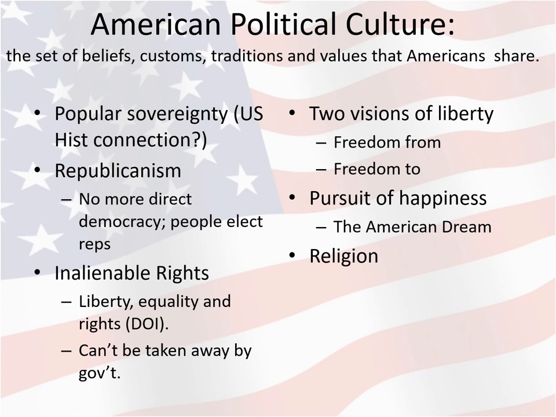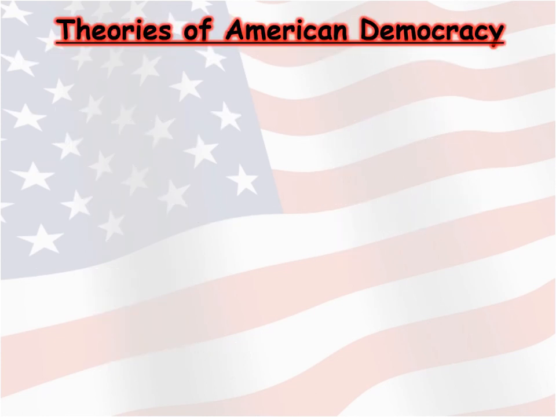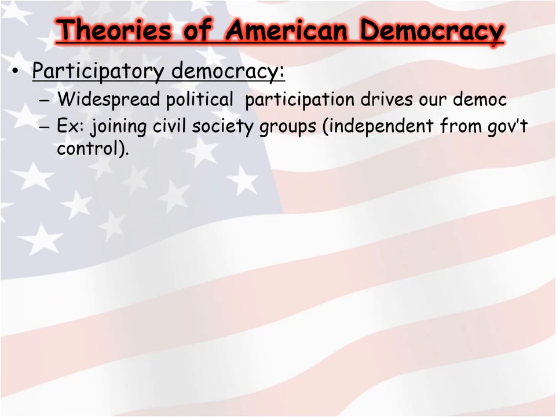And then religion. I mean, whenever you talk to Americans about what they hold very near and dear to their heart, freedom of religion is right up there with the other top ones. Okay, I mentioned this earlier. We've got some theories on American democracy, how it works, and there's three that we're going to take notes on today. The first, and I'm on number 4 of your note-taking guide, the back of page 1, is participatory democracy. This is referring to the idea that it's widespread political participation that drives our democracy.